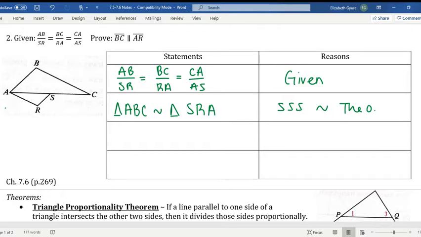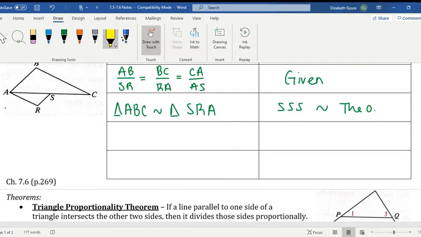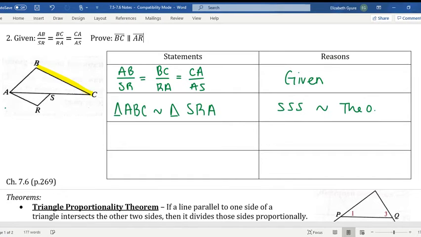And now that I know my triangles are similar, I'm going to have both proportional sides, which I know, great, but I'm also going to have congruent corresponding angles. Which angles would be helpful to say are congruent if I want to show that segment BC is parallel to AR? Which two should I show are congruent? ASR. So ASR would be this one.